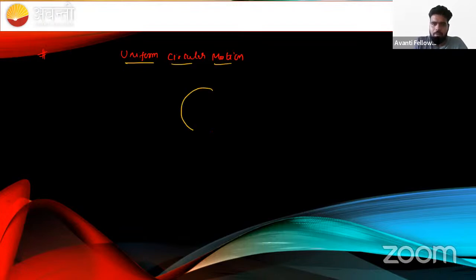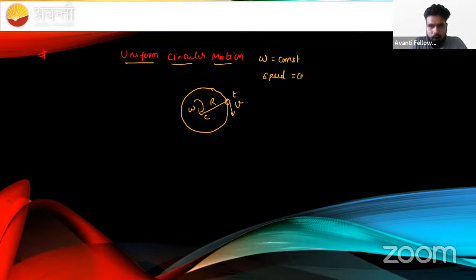It means a particle is performing circular motion with constant angular velocity. If the angular velocity of the particle is constant, we can say this is the tangential velocity at any time t. If the particle is performing circular motion with constant angular velocity, where omega is constant, or the speed of the particle is constant, such type of motion is known as uniform circular motion, in short UCM.